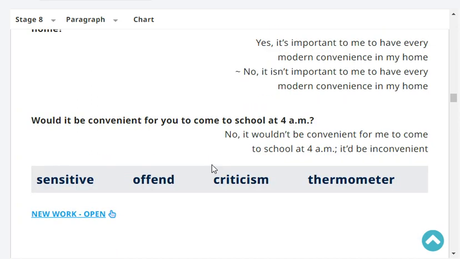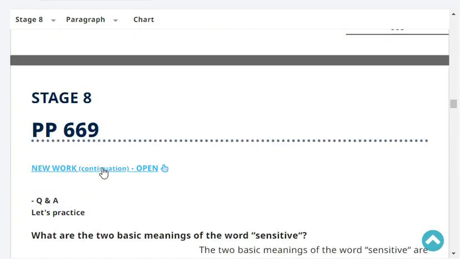Would it be convenient for you to come to school at 4 a.m.? No, it wouldn't be convenient for me to come to school at 4 a.m. It would be inconvenient. Very good. Okay.